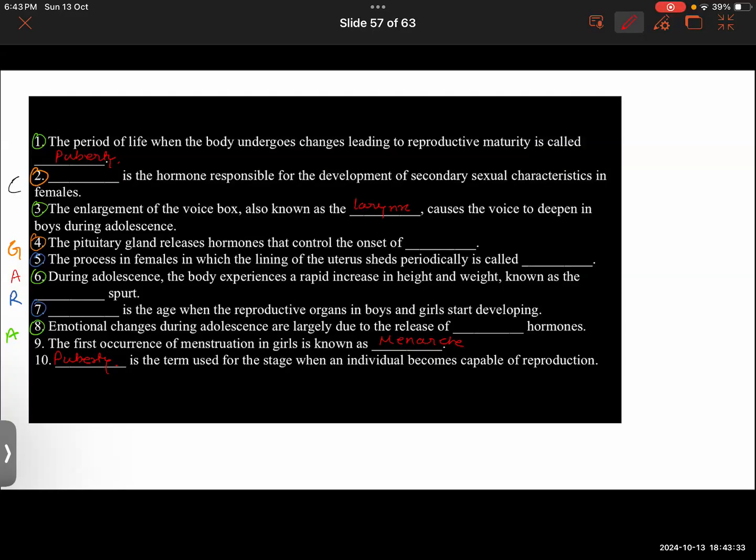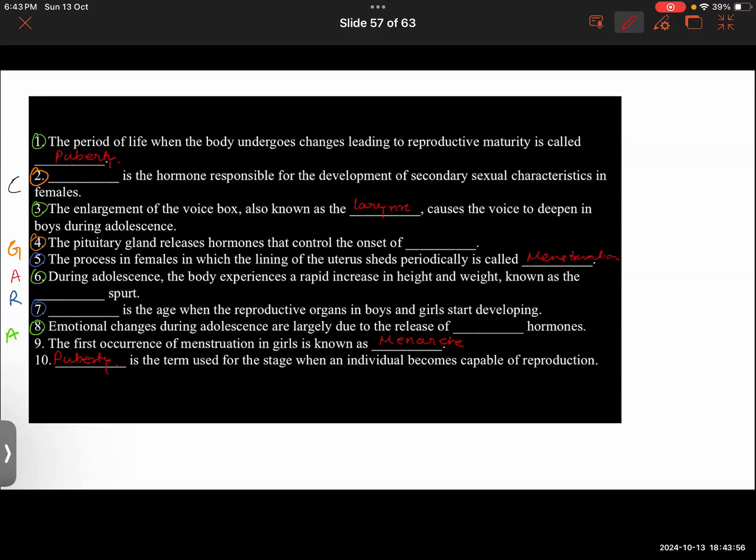So what's the answer, Abdullah? You gave me the fifth one: menstruation, and the seventh one, I think it's from 10 to 15 years. Okay, for the fifth one, what have you answered again? Repeat. Menstruation. Good.